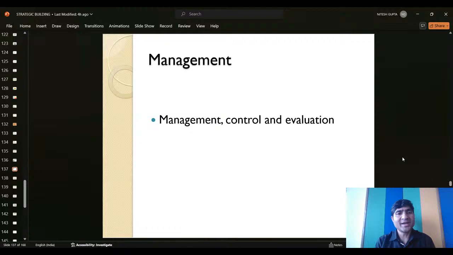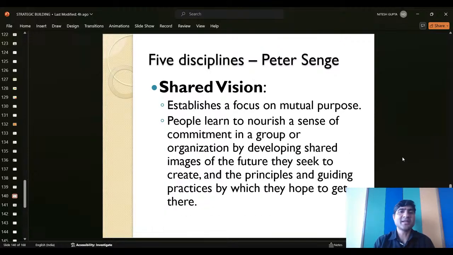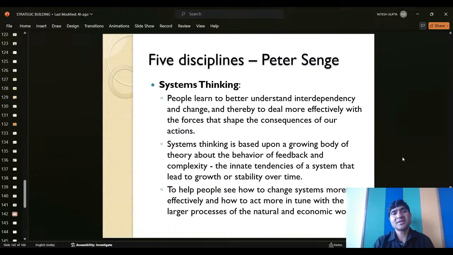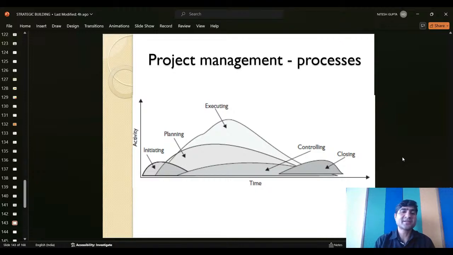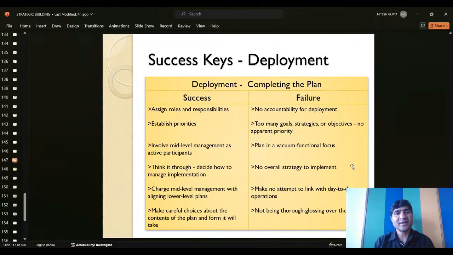When you talk about management control and evaluation, the 5 disciplines which must be a part of a strategy are personal mastery, then mental models, then shared vision, then team learning, and systems thinking. And it is like the project management process which I have explained. This is activity, this is time. You can see this is initiating, this is planning, executing, controlling, and closing. So this is how your project management will look like.